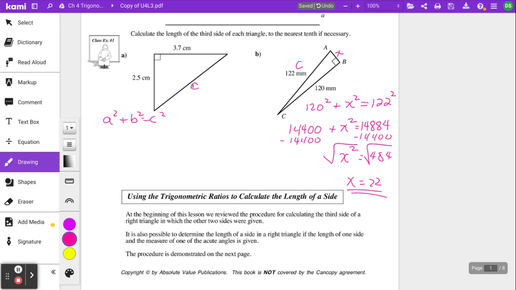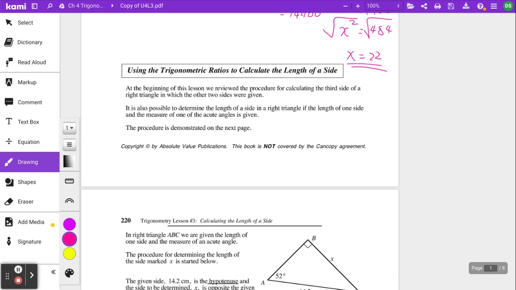It should make sense. The lengths of your two legs that make 90 degrees should never be more than the hypotenuse. The hypotenuse is always longest, right? So if you get an answer for some reason that's bigger than your hypotenuse, you know you did something wrong. Okay? Good check. Do you remember that? That's just a quick review on how to use the Pythagorean theorem. You do it every time you have a right triangle.